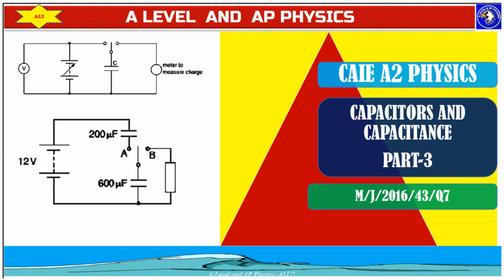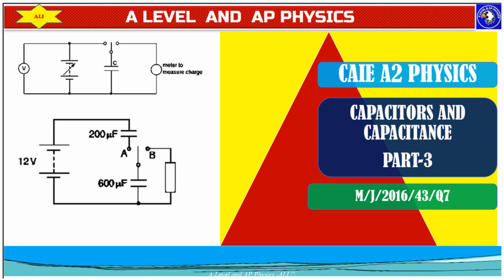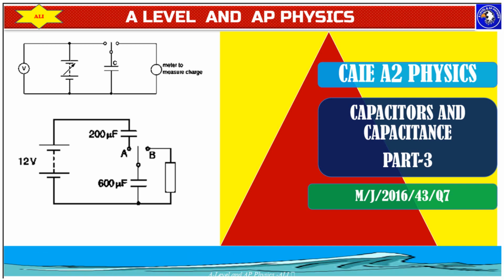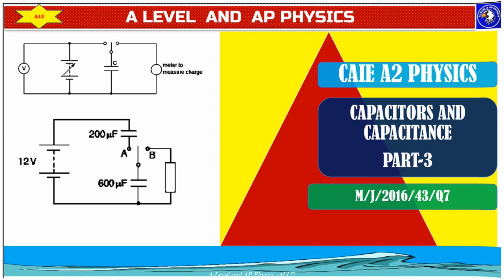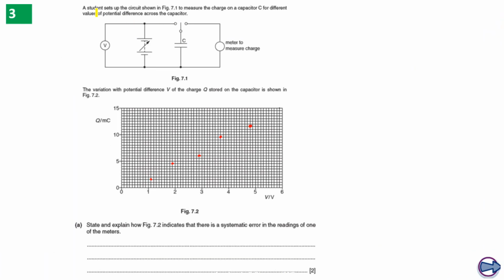In this class, we will only focus on past paper questions, and today's question is from May-June 2016, question number 7. This question is about an experiment. With the help of this experiment, a student wanted to measure the charge on a capacitor for different values of potential difference across the capacitor.